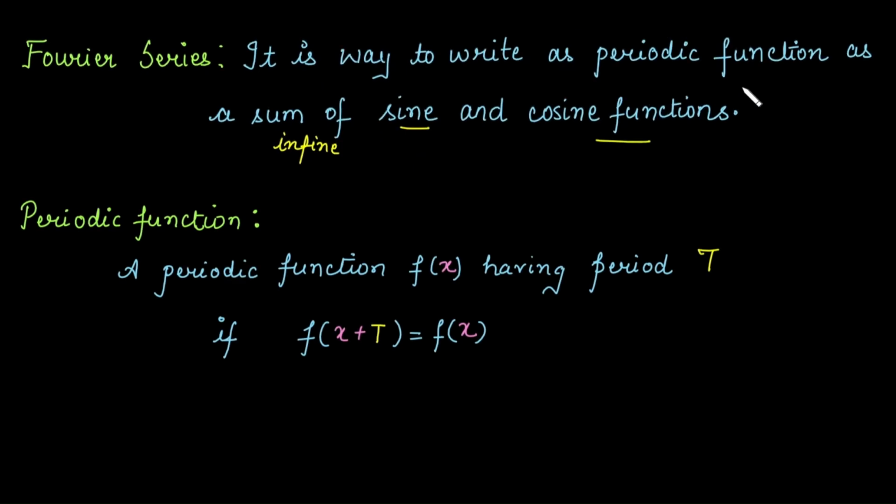Starting with the periodic function. A periodic function f means it has a certain period T. Suppose we are taking a function having a period T. It means after period T, we get the same function again. So we are getting a repeated pattern in that case. And mathematically, we write the periodic function in this form.